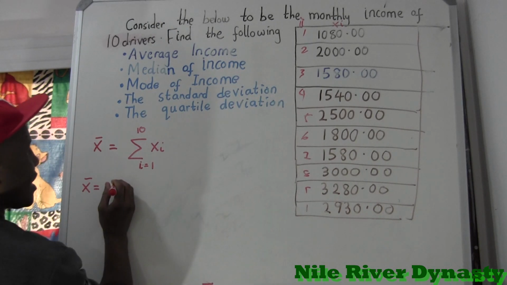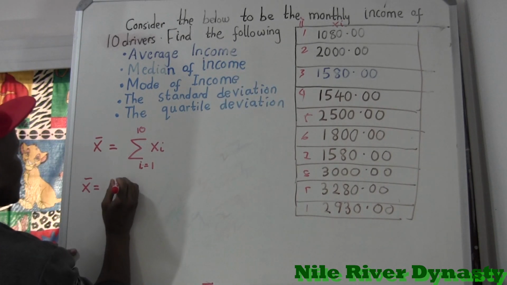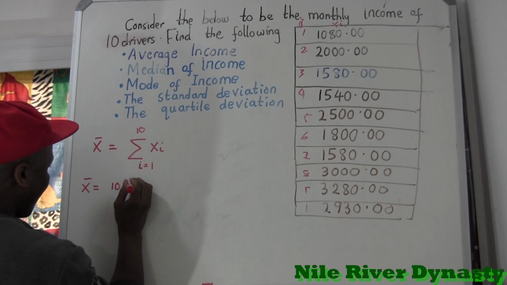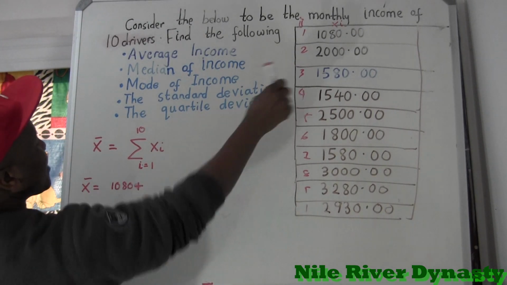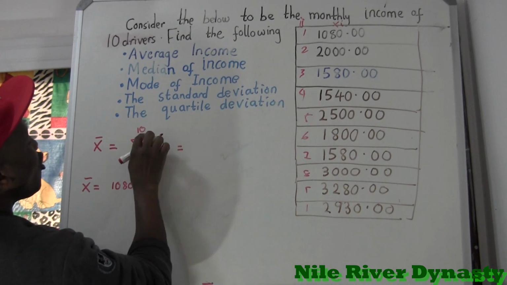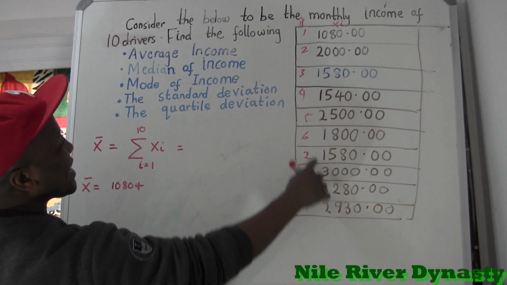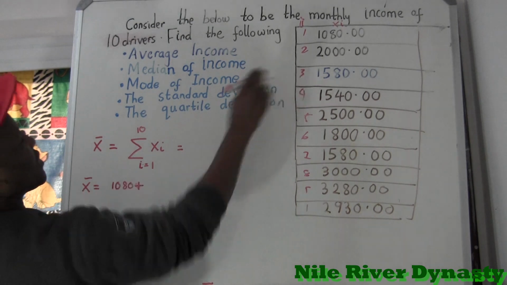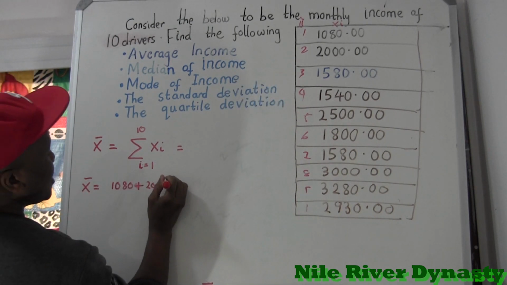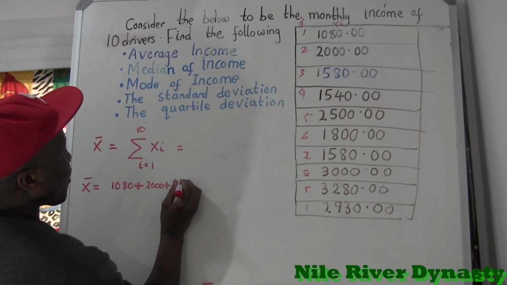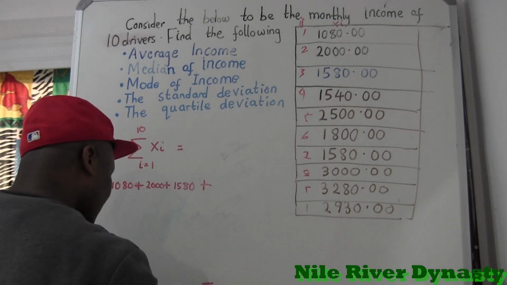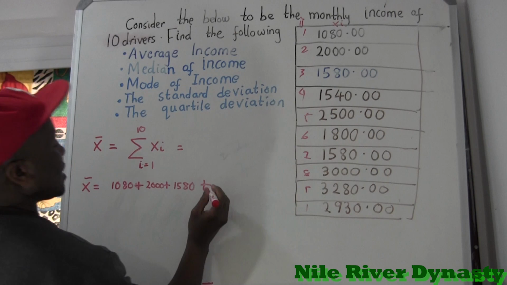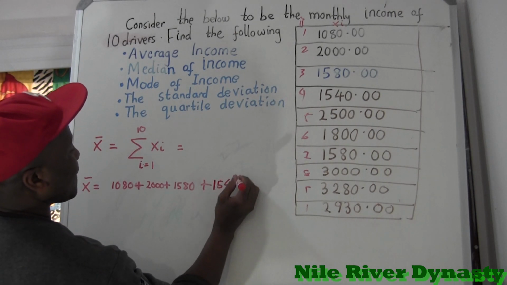Okay, let's go for the first data, 1080. You can just say 1080 plus the second, because average means add all these and divide by 10. So plus, you go for the second one, 2000. We plus the third one, which is going to be 1580. We go for the fourth one, which is going to be 1540.